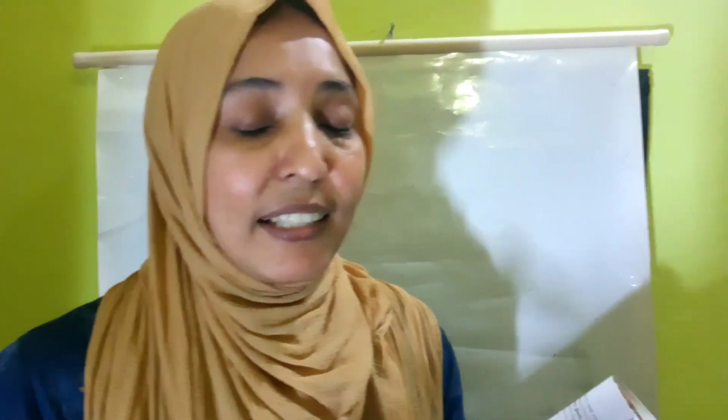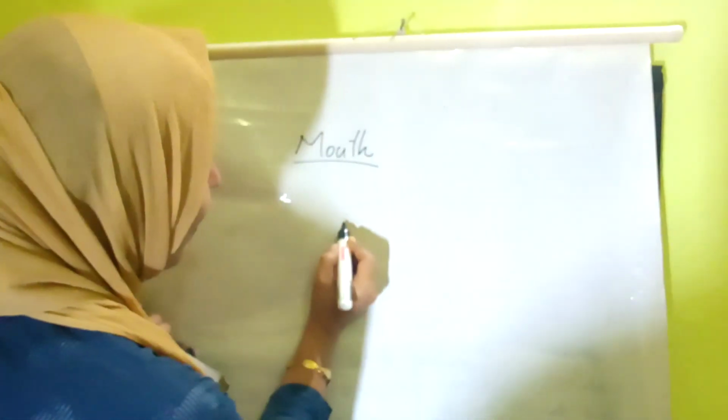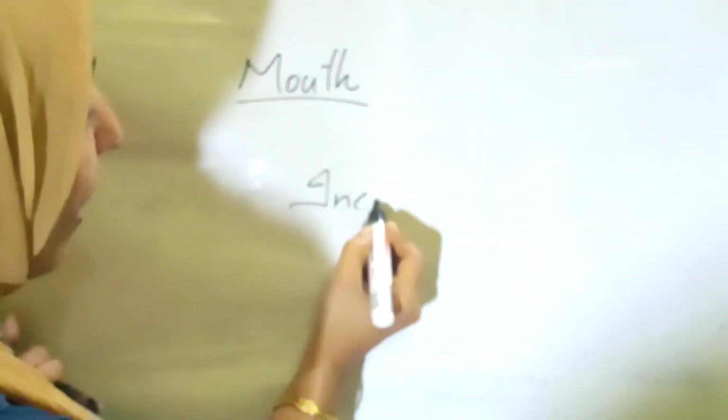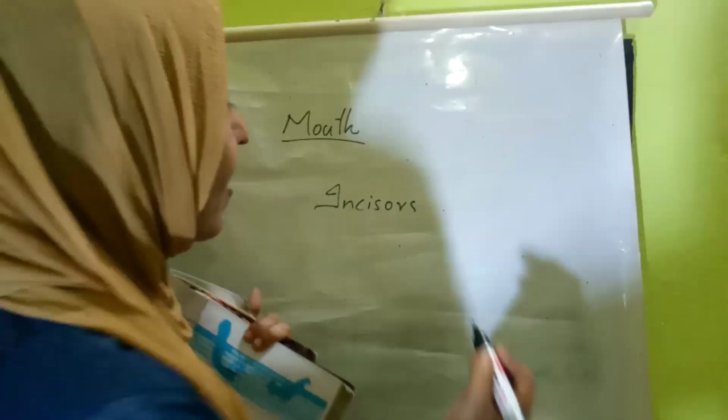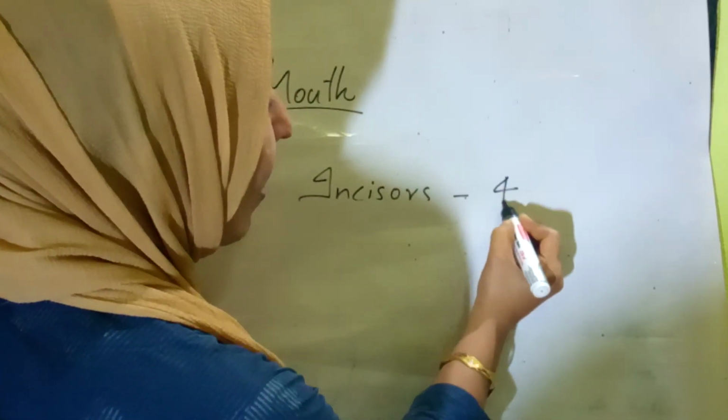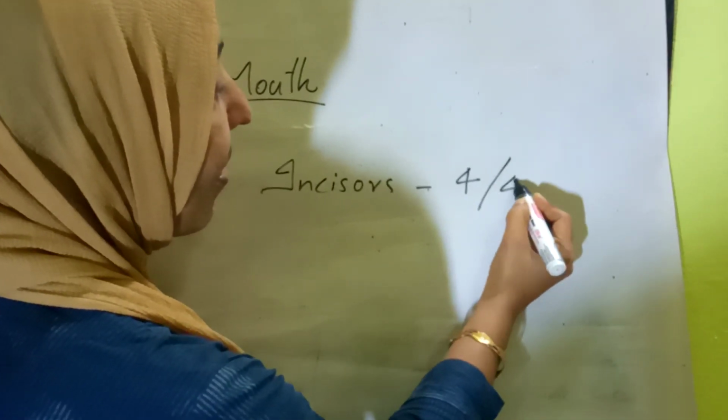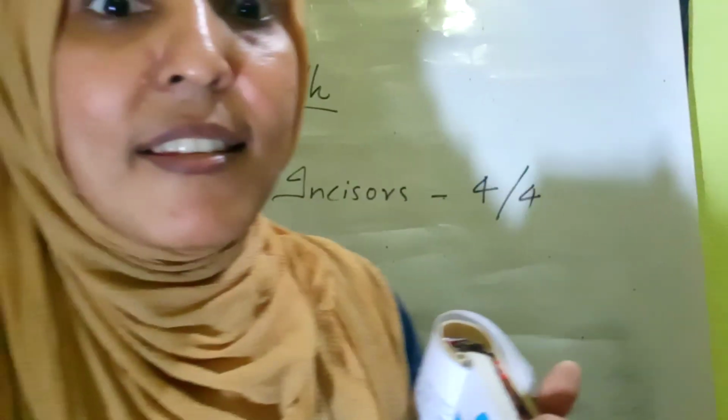The first type of teeth is the cutting and biting teeth. These are the front teeth, usually known as incisors. How many incisors are there? 4 in the upper jaw and 4 in the lower jaw. So a total of 8 in one mouth.